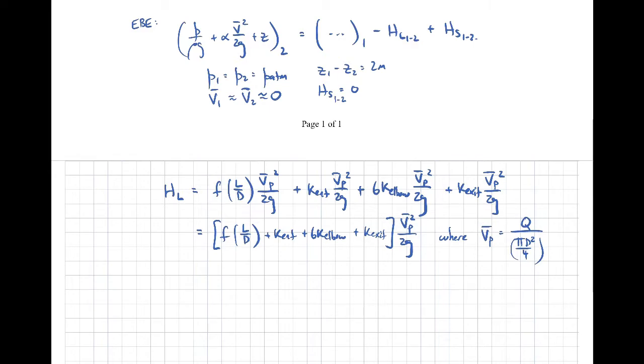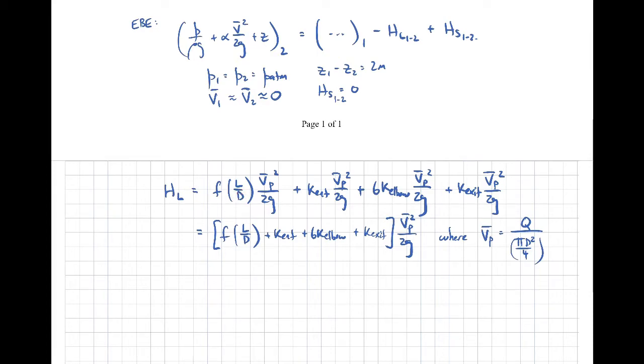Actually, before I do that, let me just say a few other words. You'll notice that in the head loss term, we have this friction factor. We're not going to be able to find that friction factor easily because it's going to depend on the Reynolds number, which is based on the pipe diameter. The relative roughness is also a function of diameter, so that will also make finding the friction factor challenging. We don't know the diameter here.